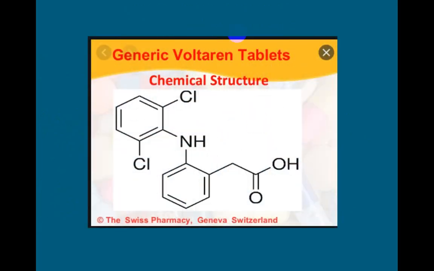This is the chemical structure of generic Voltaren tablet. As you know, these two rings. This is the structure of Voltaren.